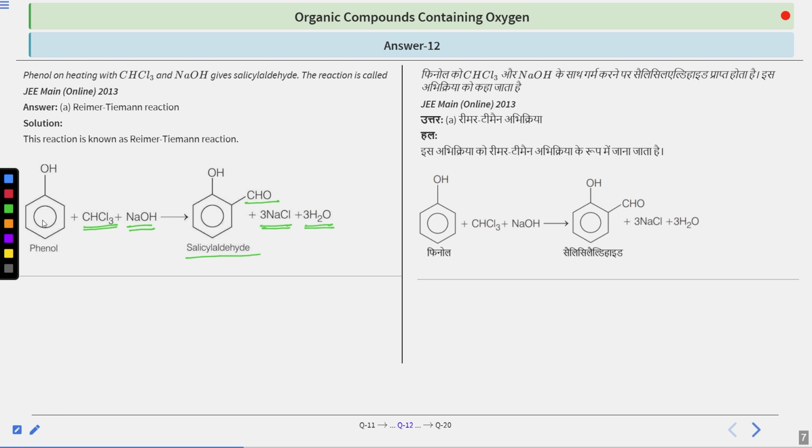So when phenol, benzene with OH, reacts with CHCl3 and NaOH, we get salicylaldehyde. This is a name reaction, and the name is Reimer-Tiemann reaction. So our correct answer is option A, Reimer-Tiemann reaction. Okay, let's move on to our next question.